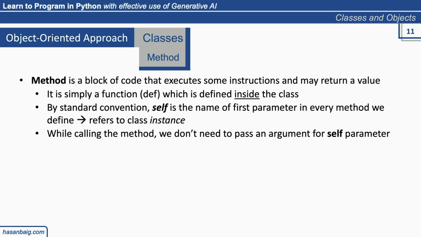So Python is by default an object-oriented language. By standard convention, self is the name of the first parameter in every method we define. It refers to the class instance.